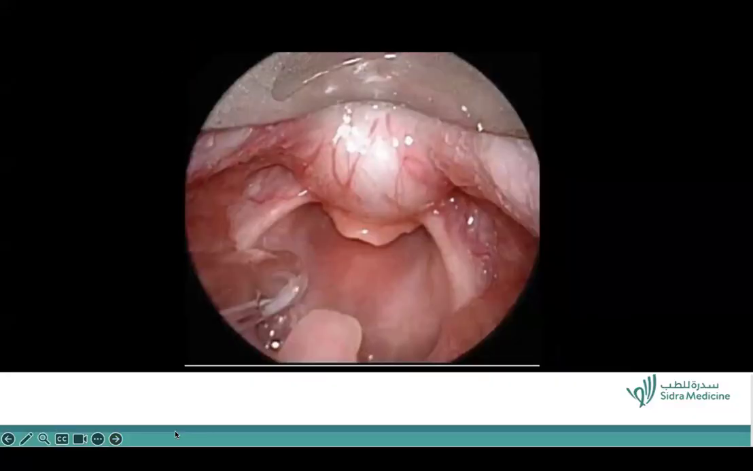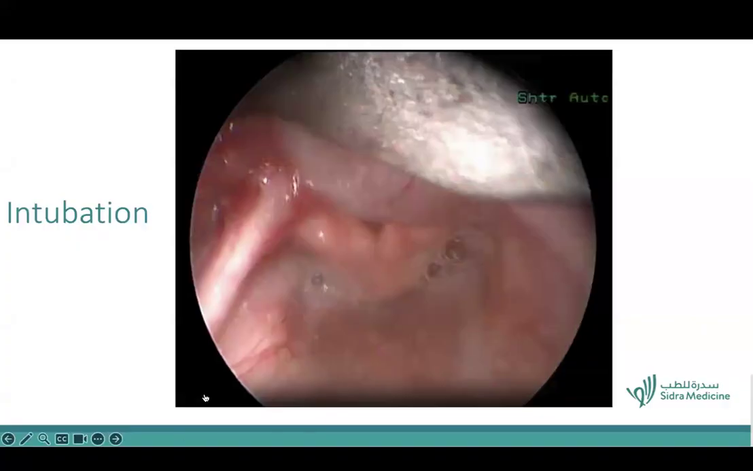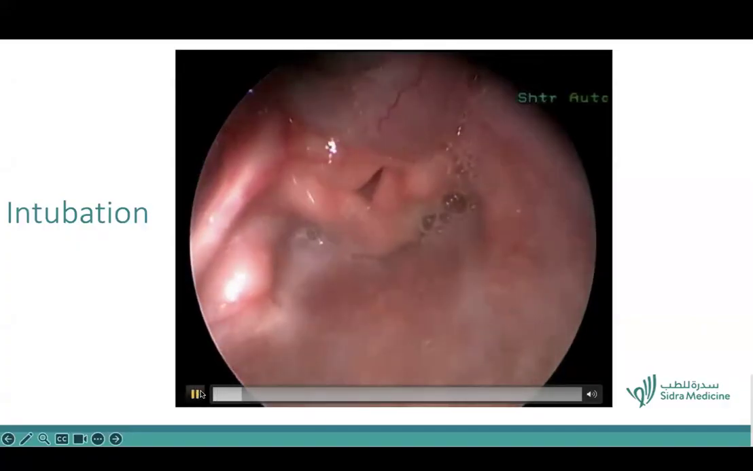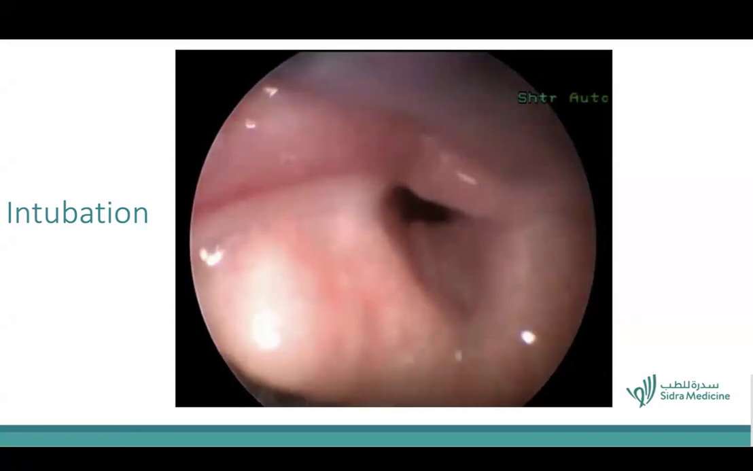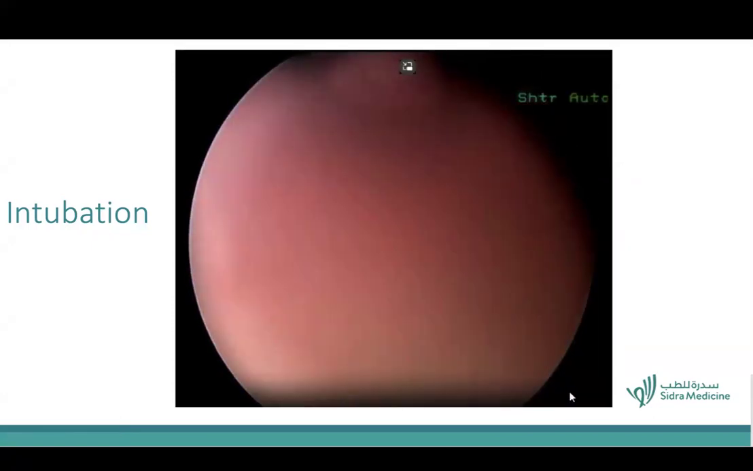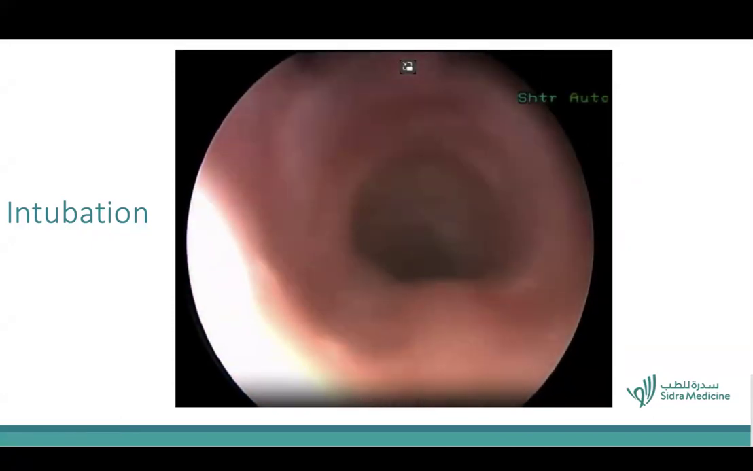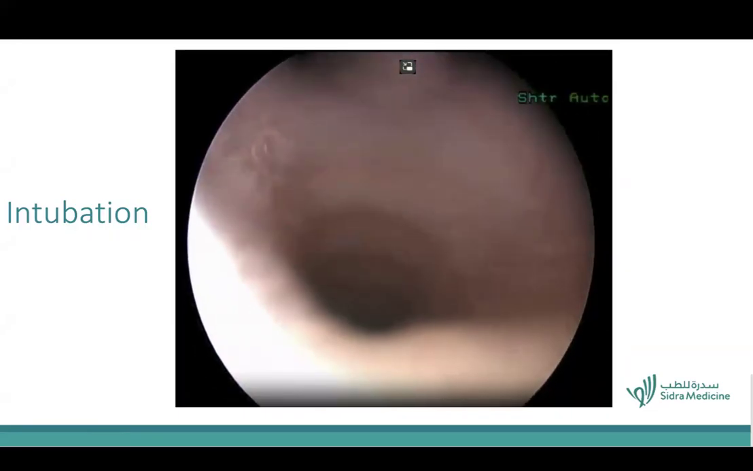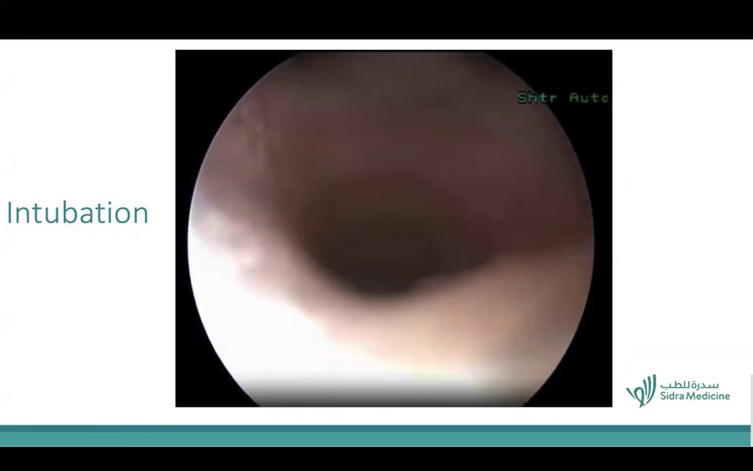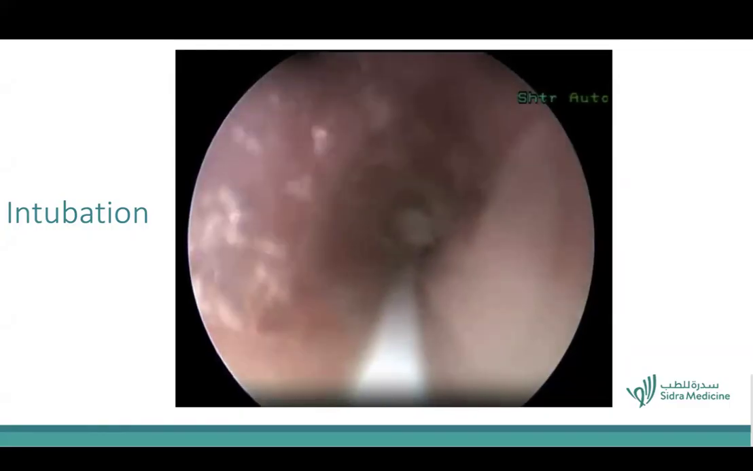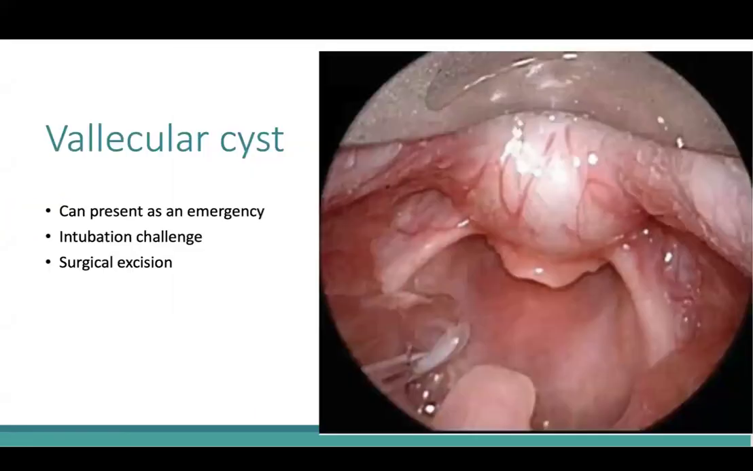This is a vallecular cyst. It can present as an emergency. My next video was just showing that this is potentially a challenging intubation that's performed via rigid instruments, routinely or usually by an ENT surgeon. That's just a rigid scope that is in with a tube railroaded over it, and then you insert the tube and remove the scope.